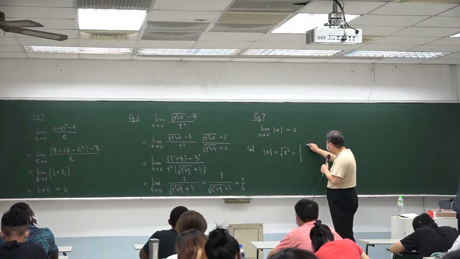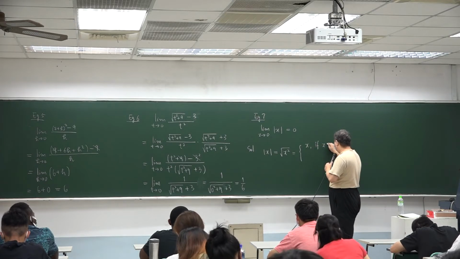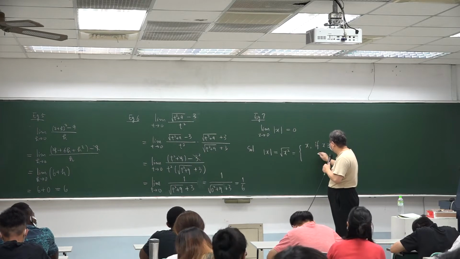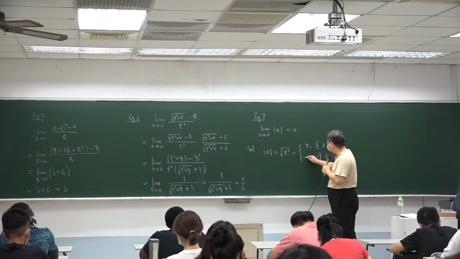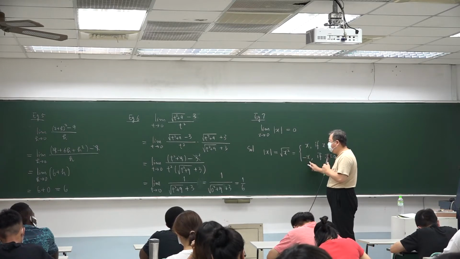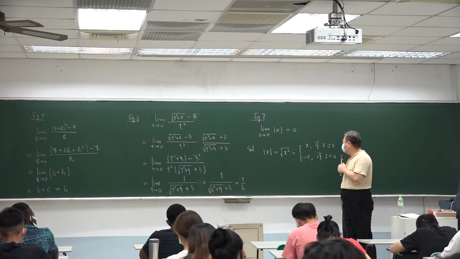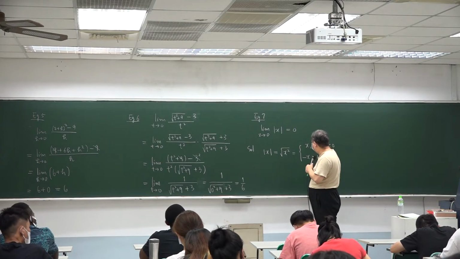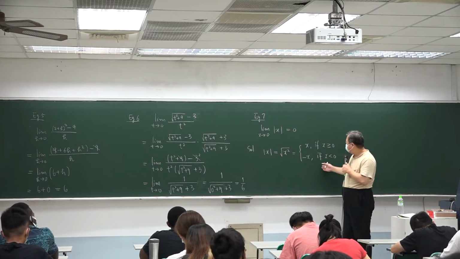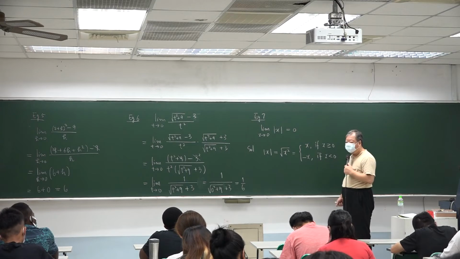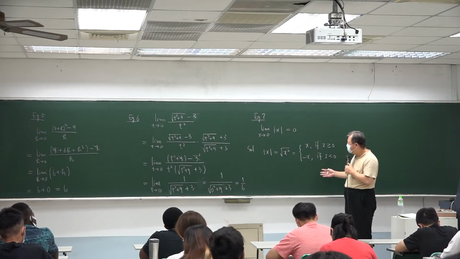If x is not negative, then this is x. If x is negative, then this one is minus x. The negative of x is a positive number. So if we consider the absolute value function in this way, then this function is defined piecewise.